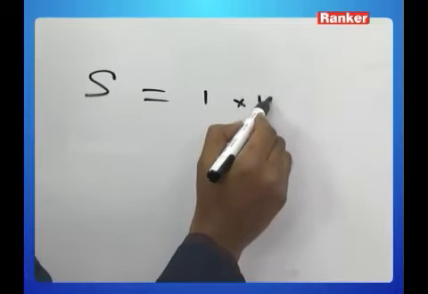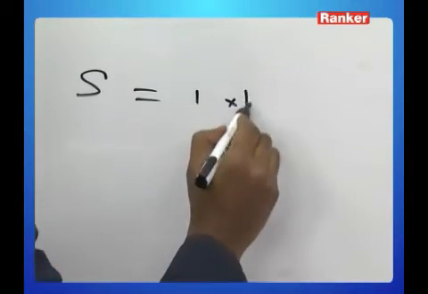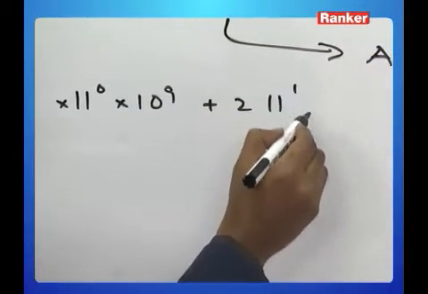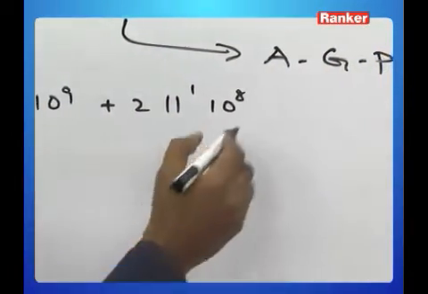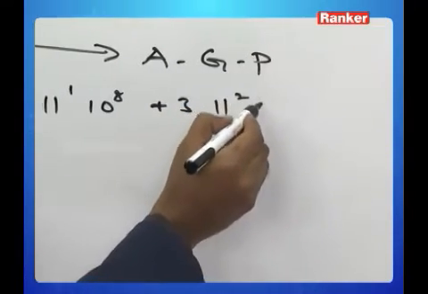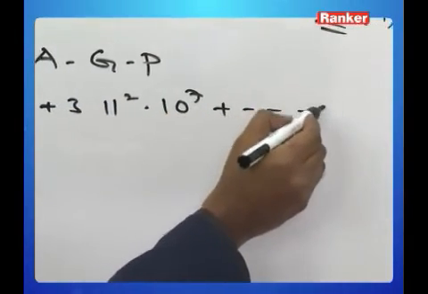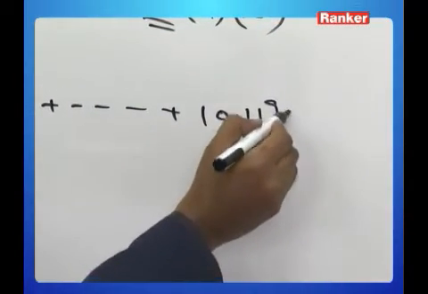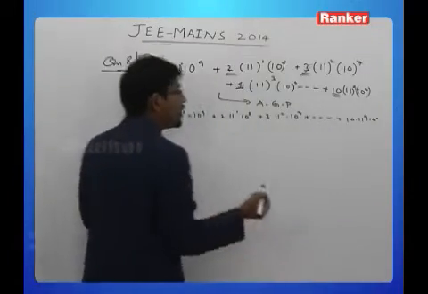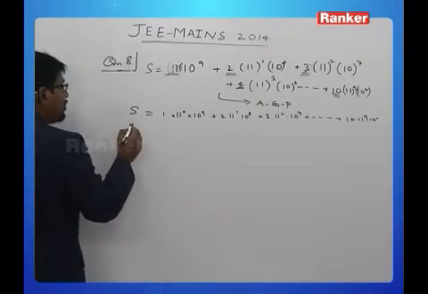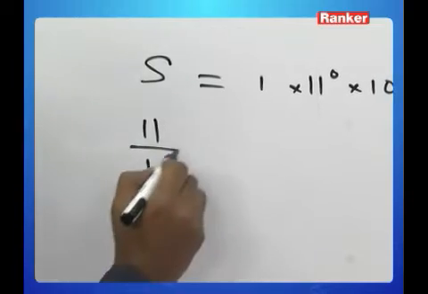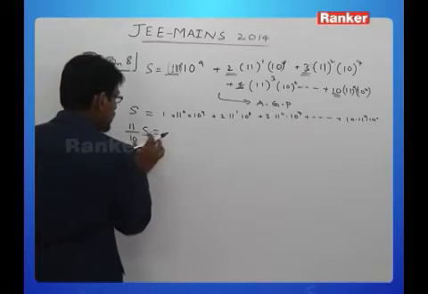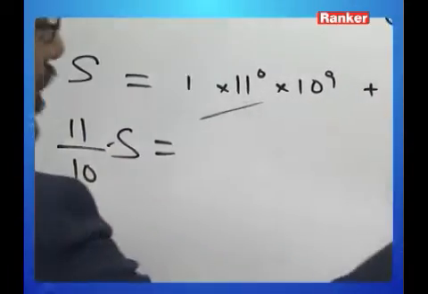1 into 11 power 0 into 10 power 9, plus 2 into 11 power 1 into 10 power 8, plus 3 into 11 square into 10 power 7, so on and so forth. The last term, 10 into 11 power 9 into 10 power 0. Let me write like this. So 11 by 10 is the common ratio, it appears. Let's multiply by 11 by 10. Now when you are multiplying by 11 by 10, each term you shift and write it underneath this.